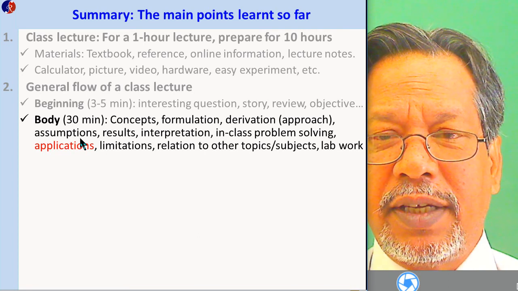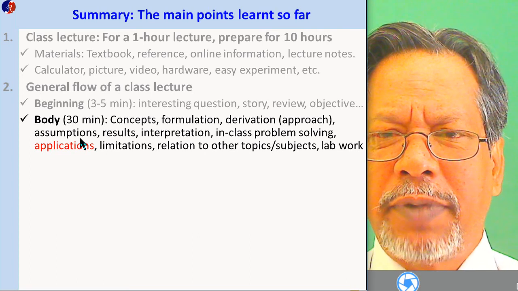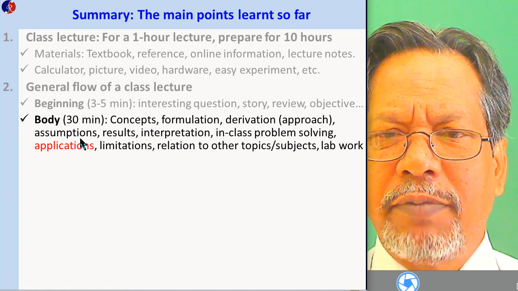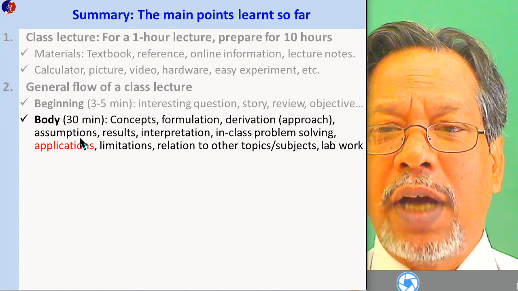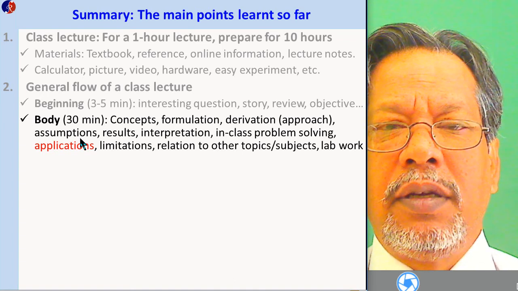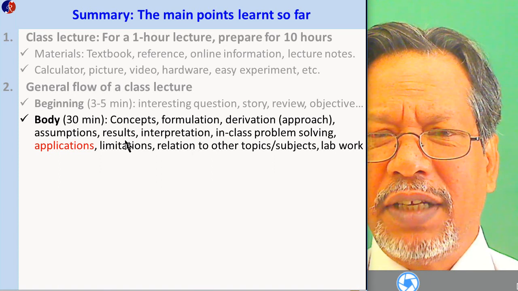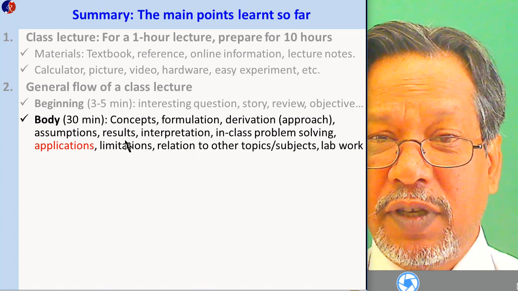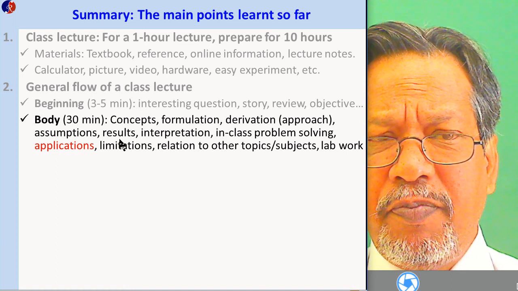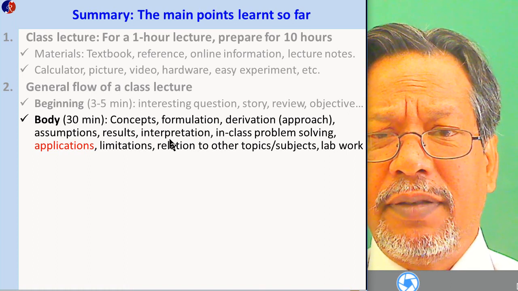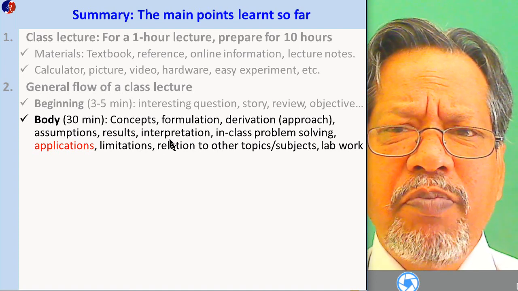Assumptions, what assumptions you're making. Okay, you cannot consider everything in the world to solve a simple problem. So tell them, for example, we are going to ignore the friction. Okay, we are going to ignore the higher order terms. Results. Once you get the results, you have to interpret the results. Okay, that's very important. What does it mean?